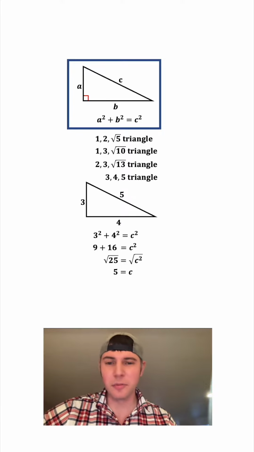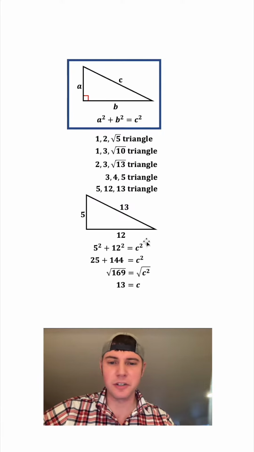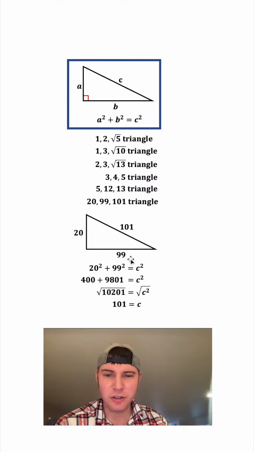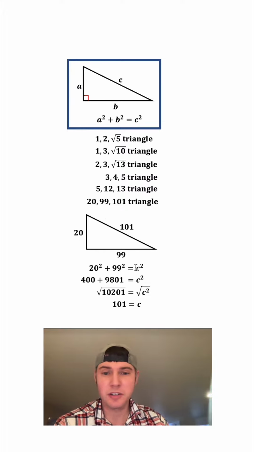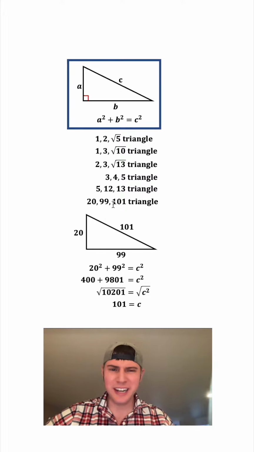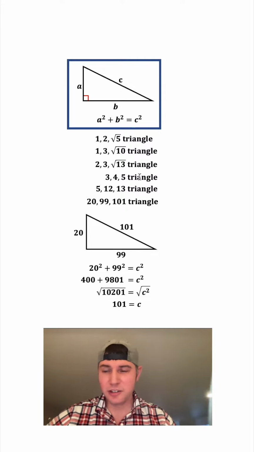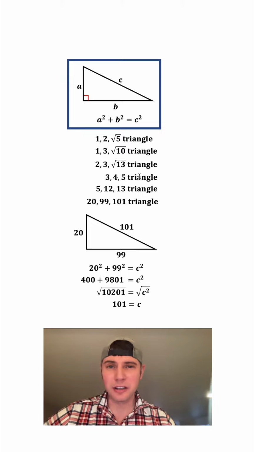And there are an infinite number of these. Here's another one, 5, 12, 13. And here's another crazy one, a 20, 99, 101 triangle. Look at how close these are to each other, 99 and 101. And then you've got the 20 over here, but it works. So how do we find all of these? 20, 99, 101? You'd have to try so many different combinations to get stuff like this. These are not being found by brute force. There is a more elegant way to find these.